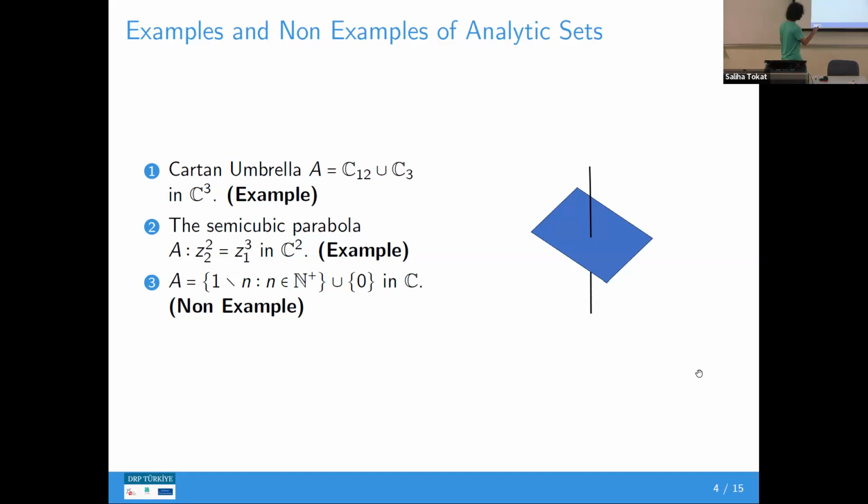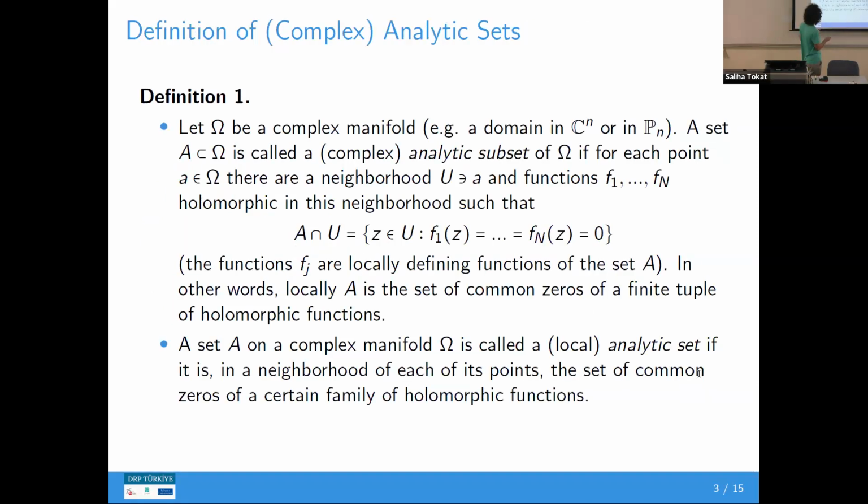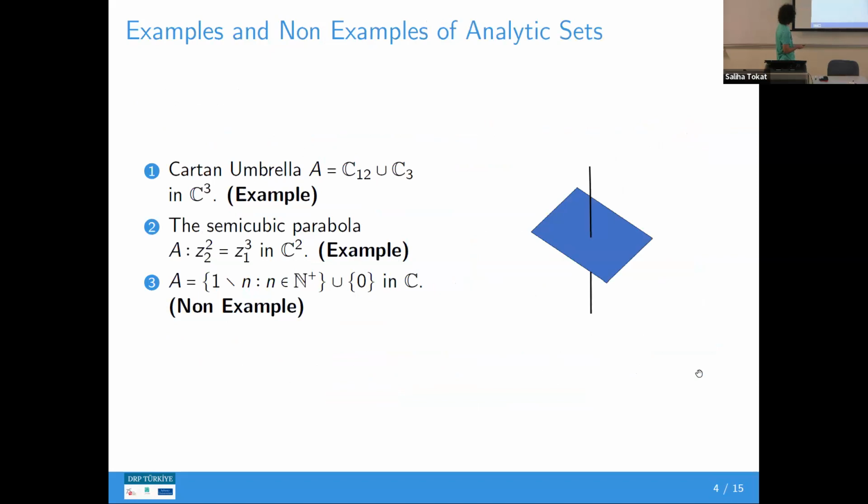if we go back to the definition of analytic subset, we see that this is true for all points in omega, our ambient space. So since our ambient space is C and 0 is still in C, this is not an analytic subset, but it is an analytic set when we remove 0. And if we add 0, it is not an analytic set or analytic subset. So these are examples and non-example.